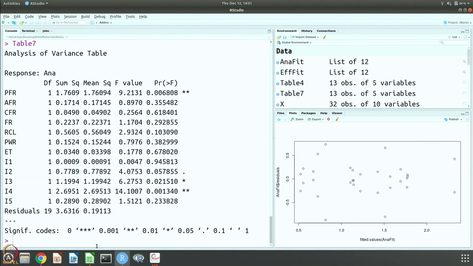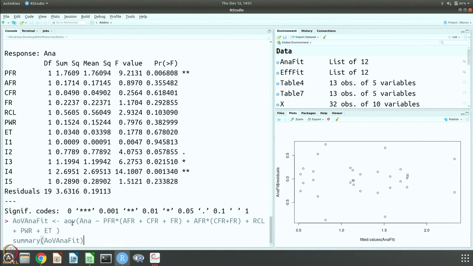So let us do this. So this is the command AOV. So annotate the logit transformed is a function of. So this star symbol means that individual, that is PFR plus AFR plus PFR colon AFR, which is the cross term, and any duplicate will be removed. So PFR CFR means PFR plus CFR and PFR CFR, but PFR is already there, so that will be removed. And so here this is another way of writing the same interaction.